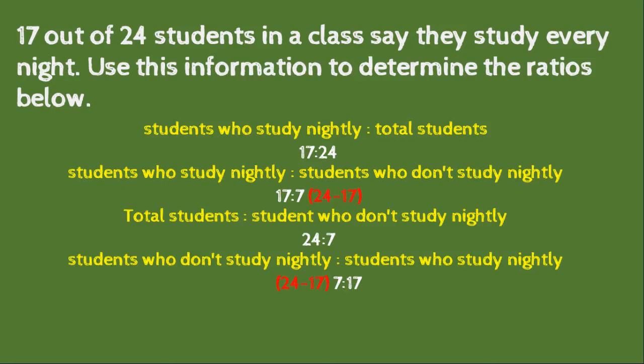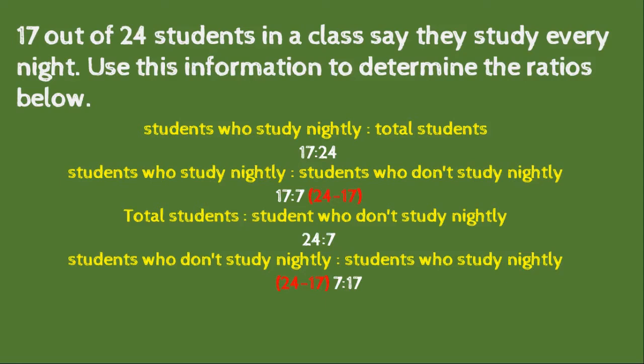Students who study nightly to students who don't study nightly. Again, students who study nightly is given, so that's 17. We need to figure out the students who don't study nightly. So we only need to take the total, which is 24, minus the students who study nightly, which is 17. 24 minus 17 is 7. So the ratio would be 17 to 7.